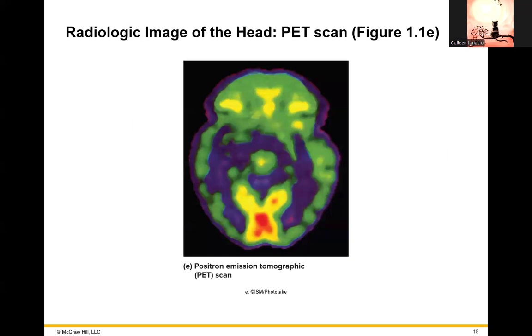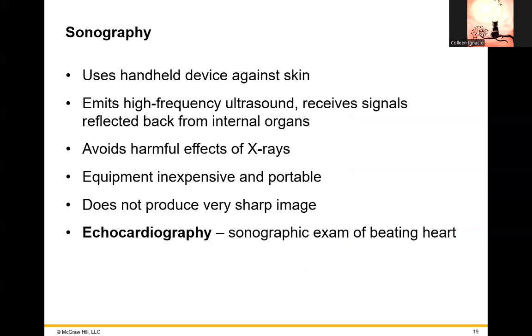Now here is what a PET scan will possibly look like, and different areas of different metabolic activity have different colorations. All right, sonography. Okay, so this is another way to examine the body, right? And so we can see what's going on, the health of the patient, the health of the organs. And with sonography, we use a handheld device against the skin. And this is nothing more than a high frequency ultrasound.